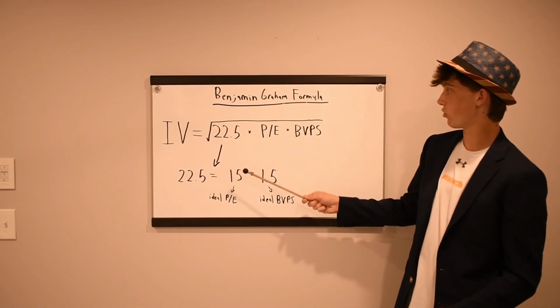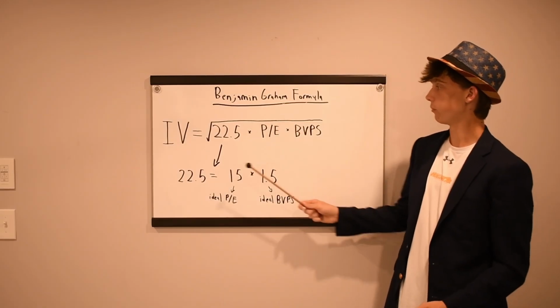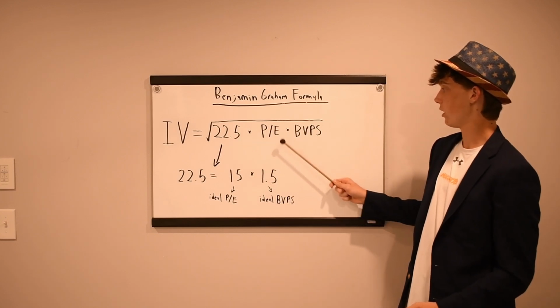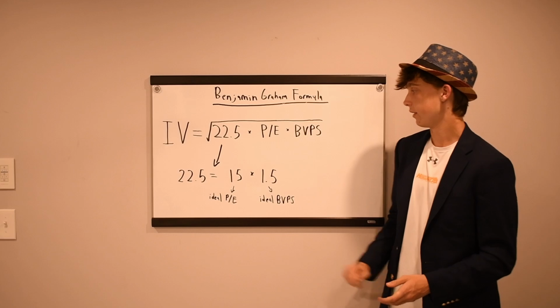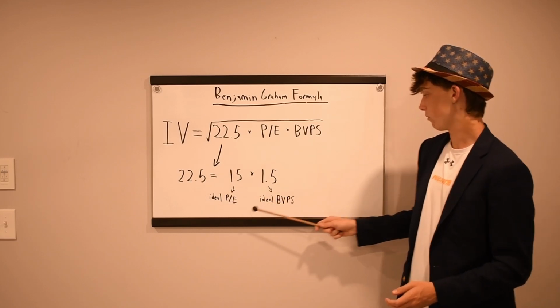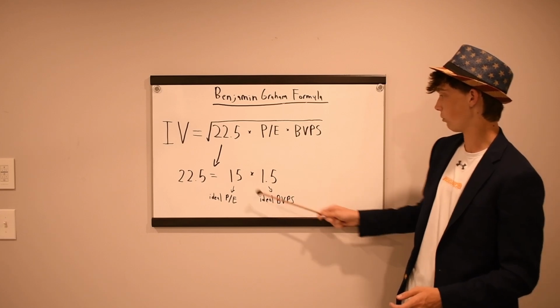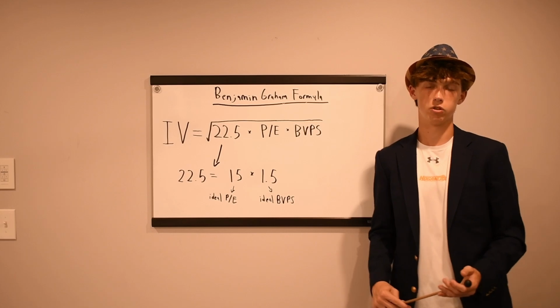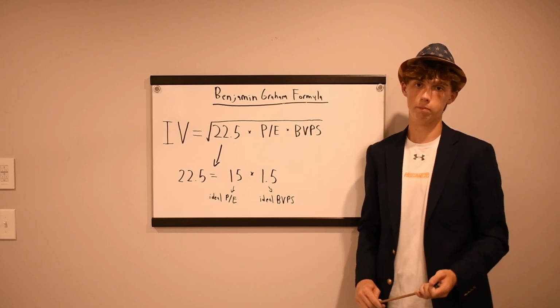Another way of calculating intrinsic value is through the Benjamin Graham formula, which takes the square root of 22.5 times the price to earning ratio times the book value per share. Now, the 22.5 comes from the ideal price per earning ratio times the ideal book value per share, which is 15 times 1.5. And this is just an easier and faster way to calculate intrinsic value, so you can kind of use whichever one you want.